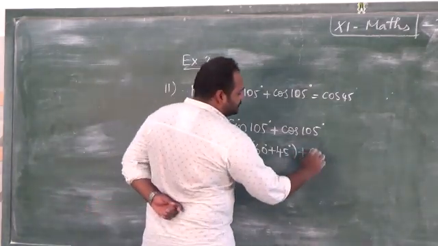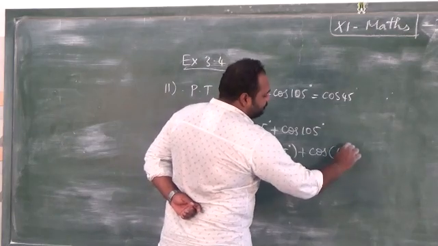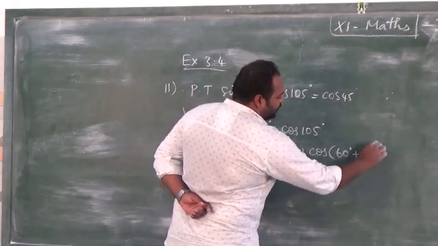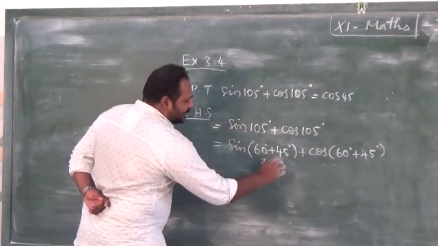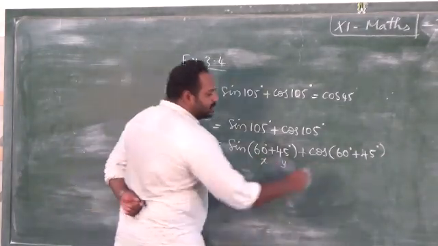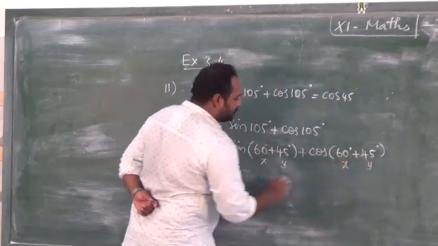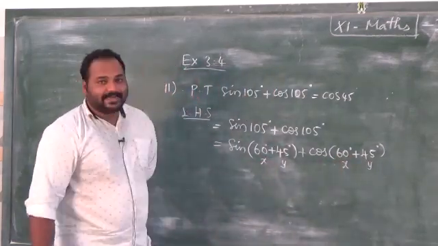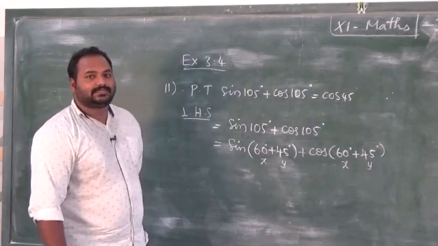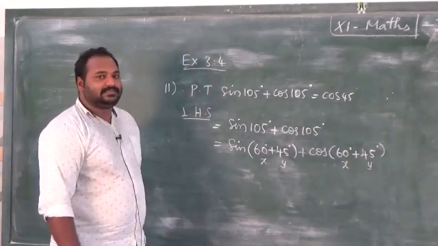Same like that, cos 60 degree plus 45 degree. Here I am going to use the sin x plus y formula and the cos x plus y formula. Here 60 is considered as x, 45 considered as y. What is the sin x plus y formula? Sin x cos y plus cos x sin y.